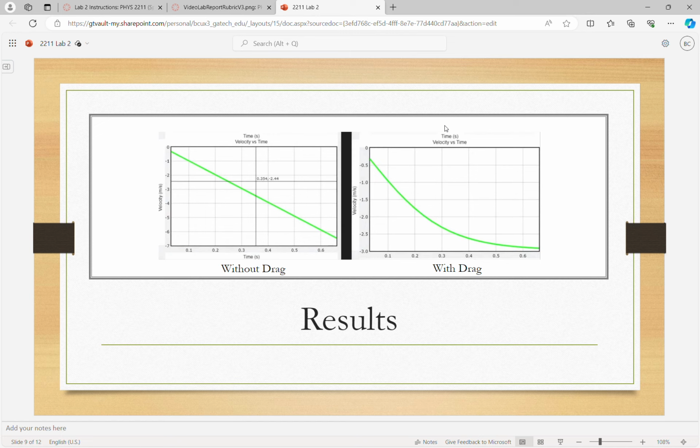What the code just showed, we got our results. Our model on the left is the model without drag. It makes complete sense. It's a linear function that is decreasing at a velocity of -4 meters per second squared, and that's exactly what a ball should do when it's dropped on Earth and we negate all other forces.